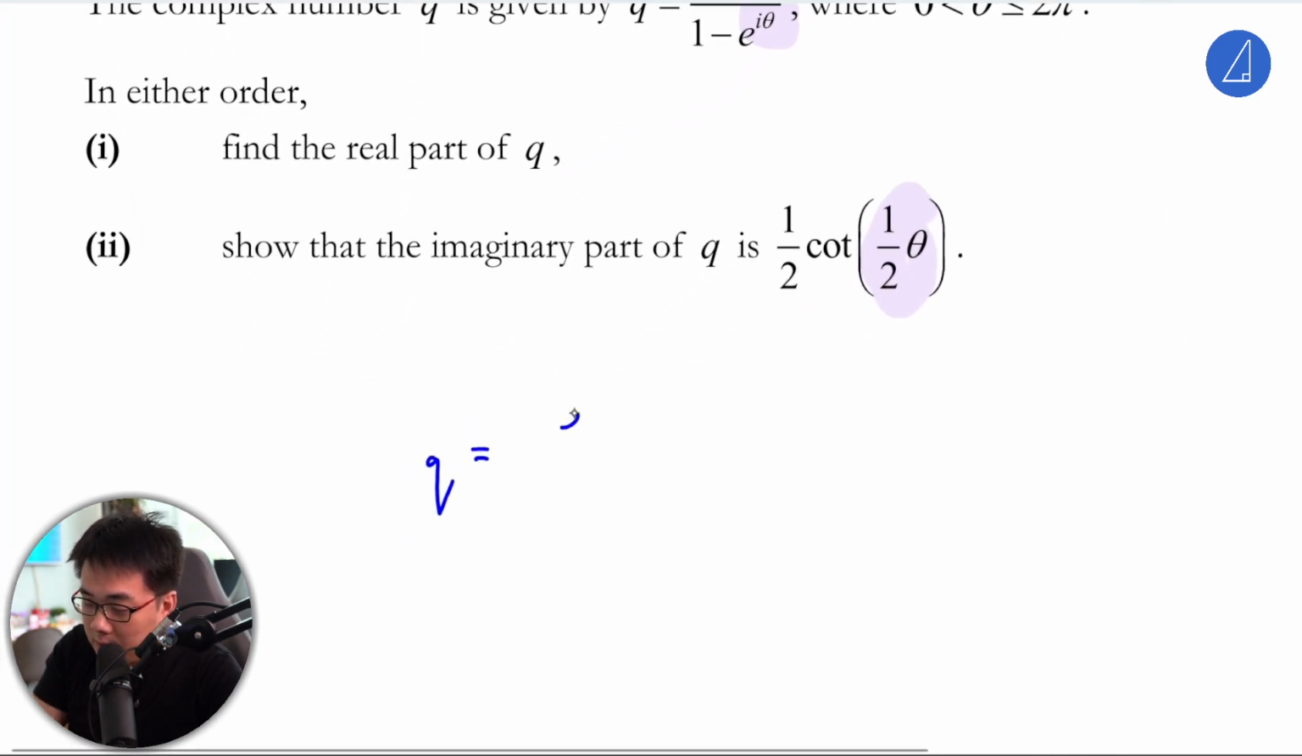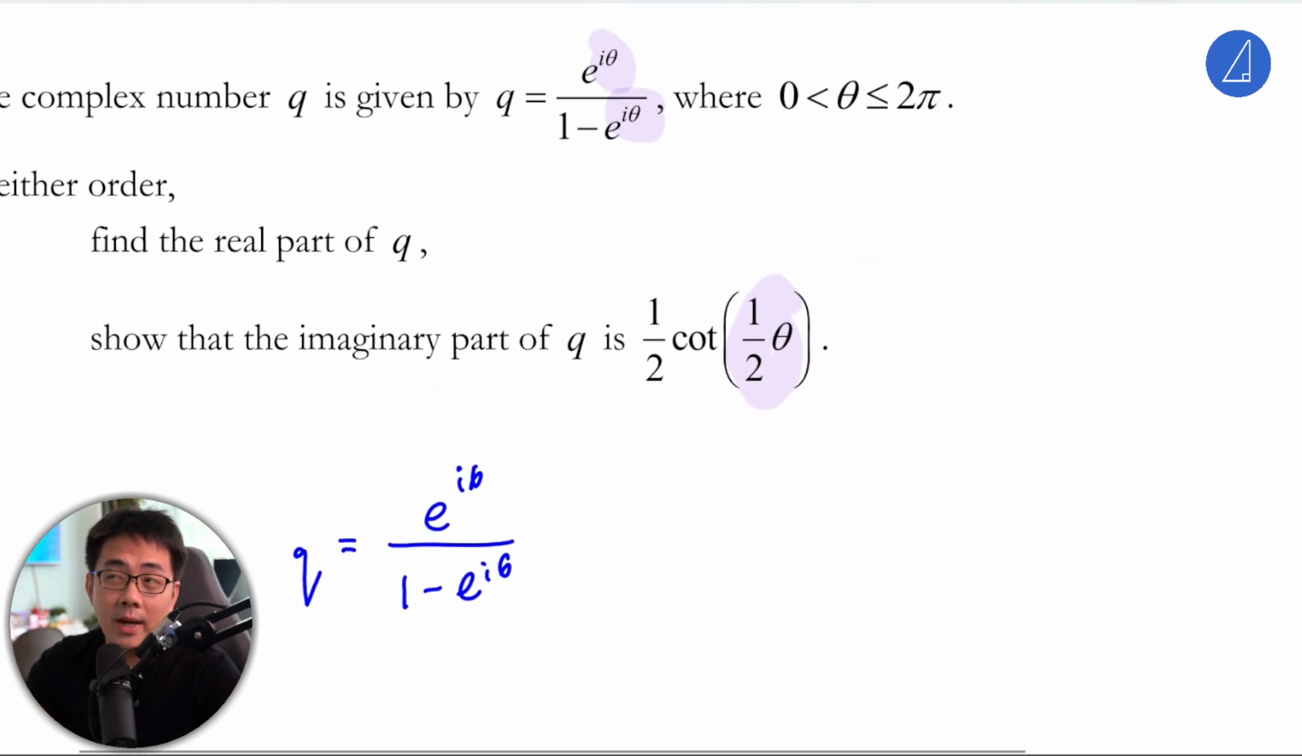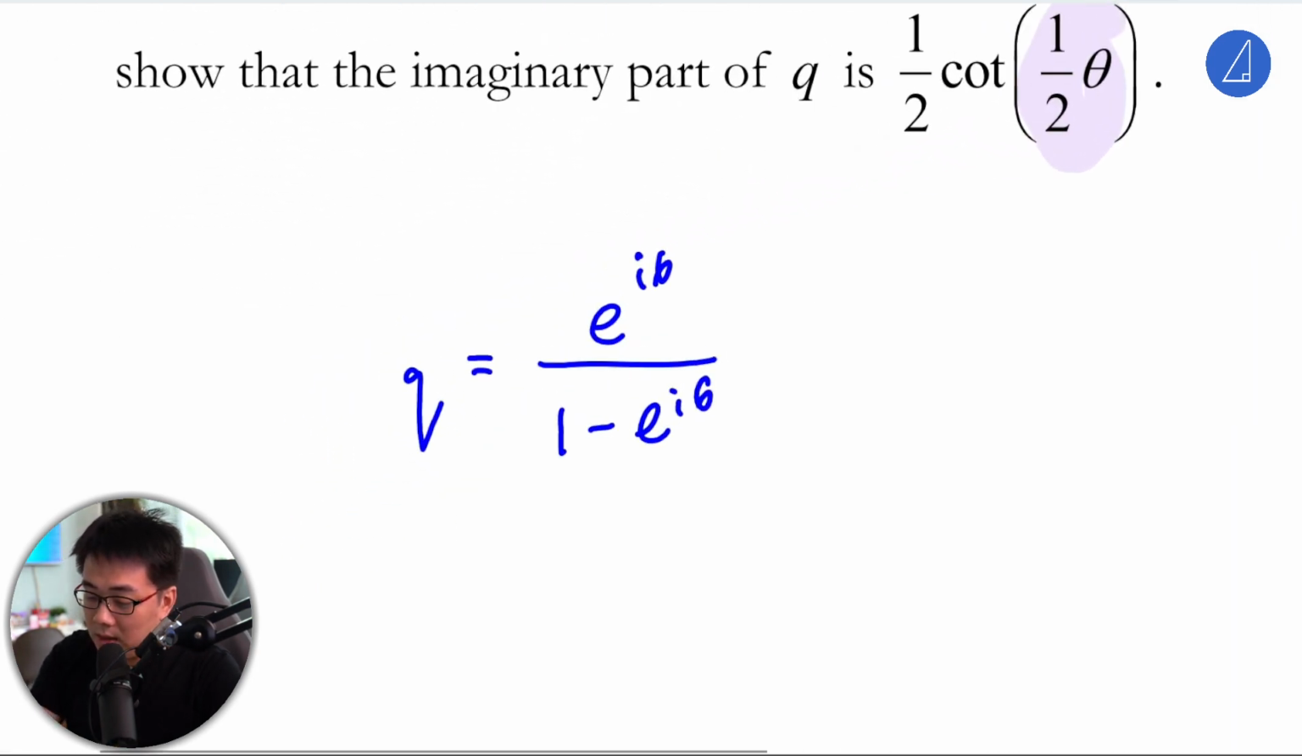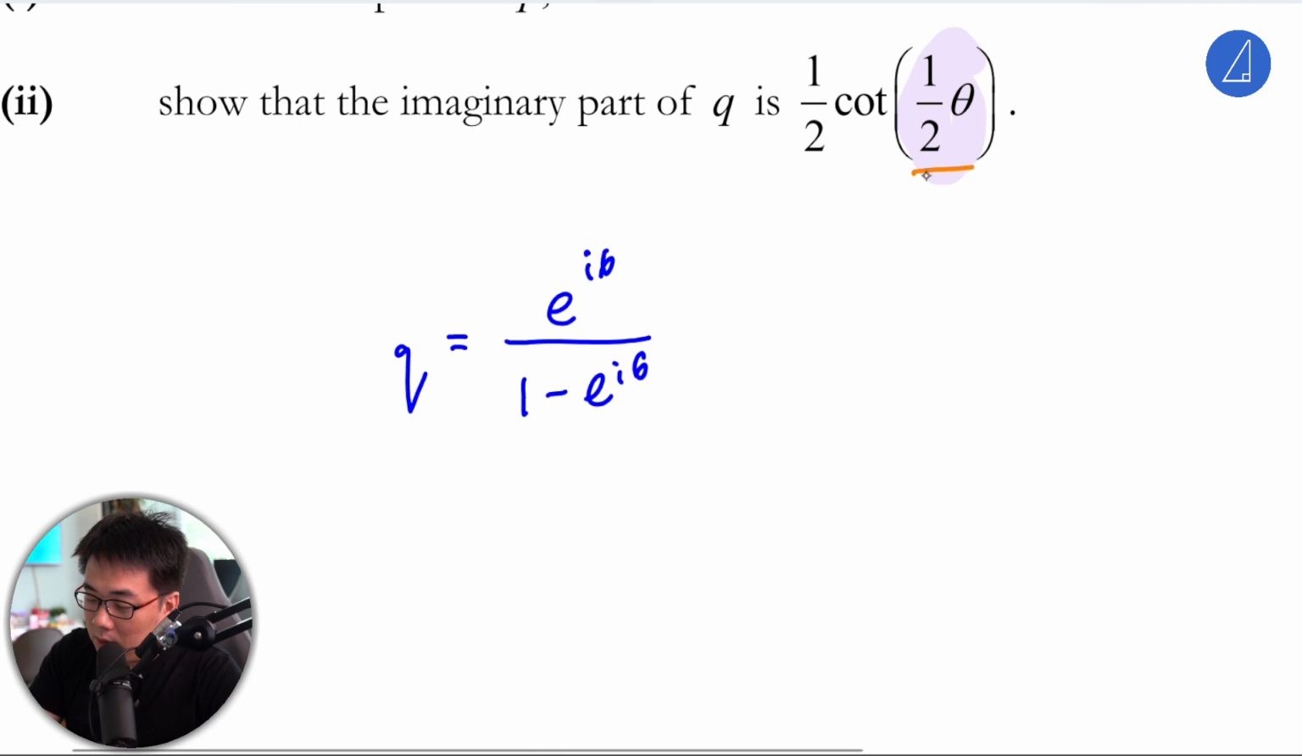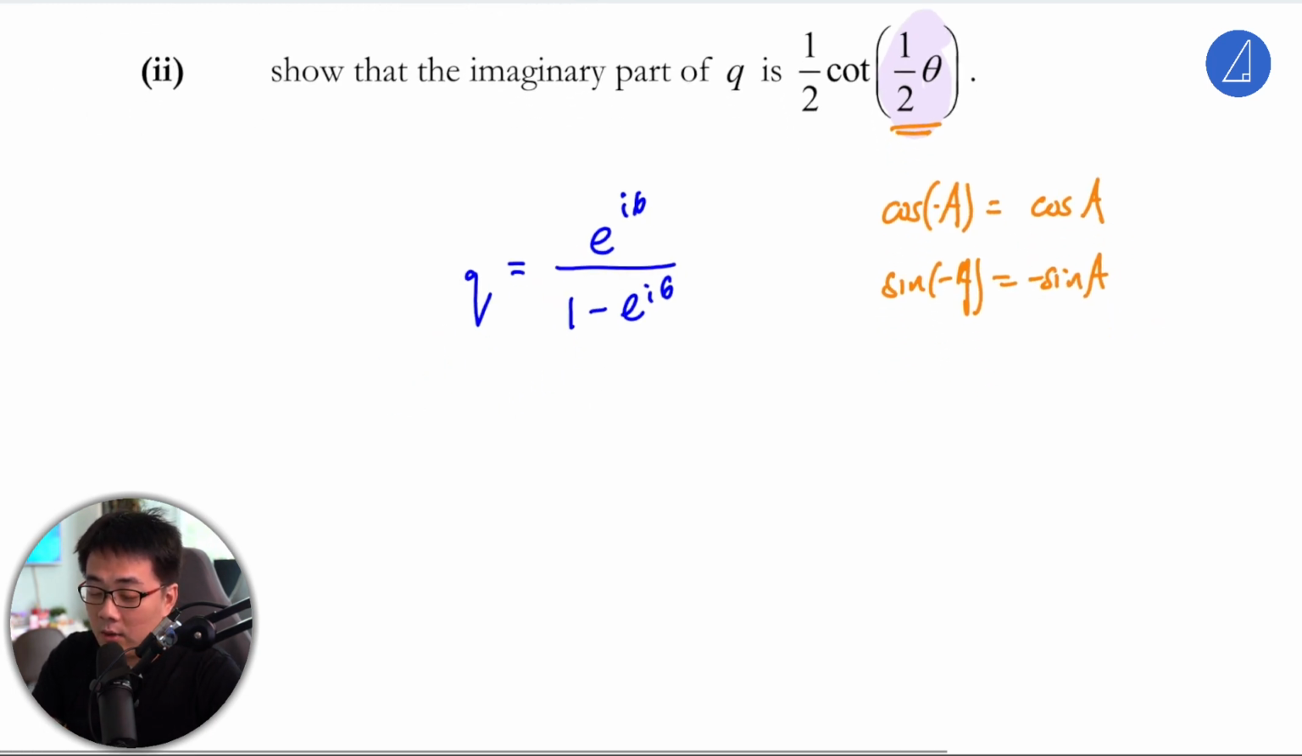For e to the i theta, don't try to use trig form, because if you use the double angle formula for this kind of question, it gets very messy very quickly. Since I want to change to theta over 2, I can also change to negative theta over 2, because we can use this identity: cos of negative A is positive cos A, then sine of negative A is negative sine A. Usually this kind of question needs that.